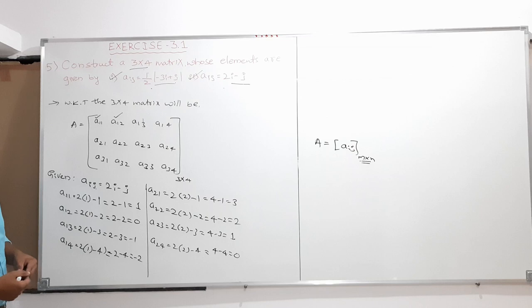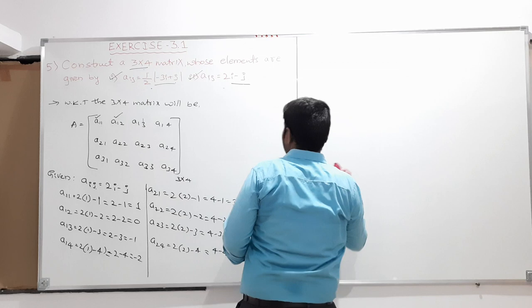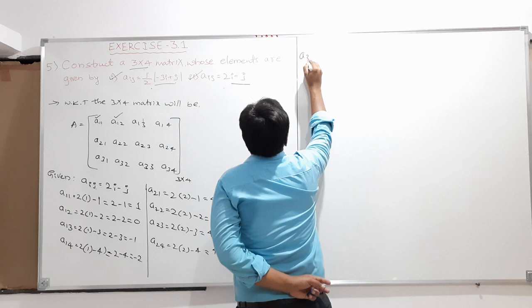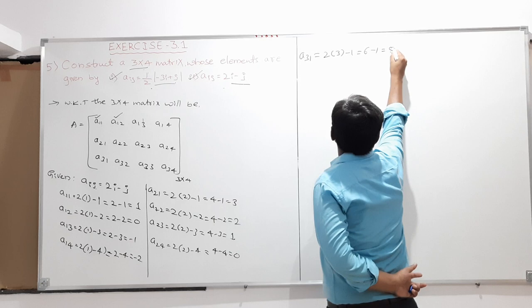So we are writing here, students. Next we are writing A31. A31 is equal to, in the formula, 2 into 3 minus 1, which is 3 2's are 6 minus 1 is equal to 5.